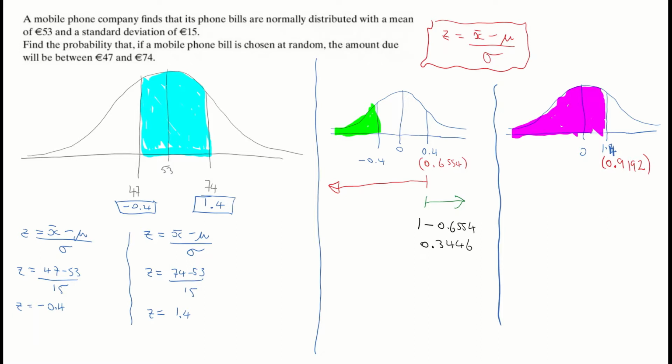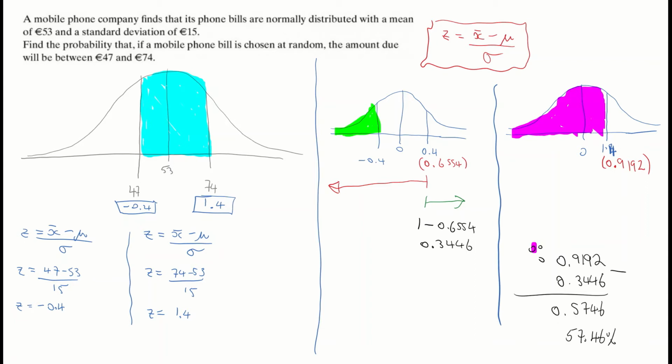So what does that now mean? In order to find this region back over on my main picture in the turquoise color, all I have to do is take away that green portion, which is here, from the overall purple, which is all of this together. So I just need to take away my two solutions from each other and I will have my answer. Therefore, my final solution is going to be 0.9192 minus 0.3446. And that is going to give me 0.5746, or in other words, 57.46%.